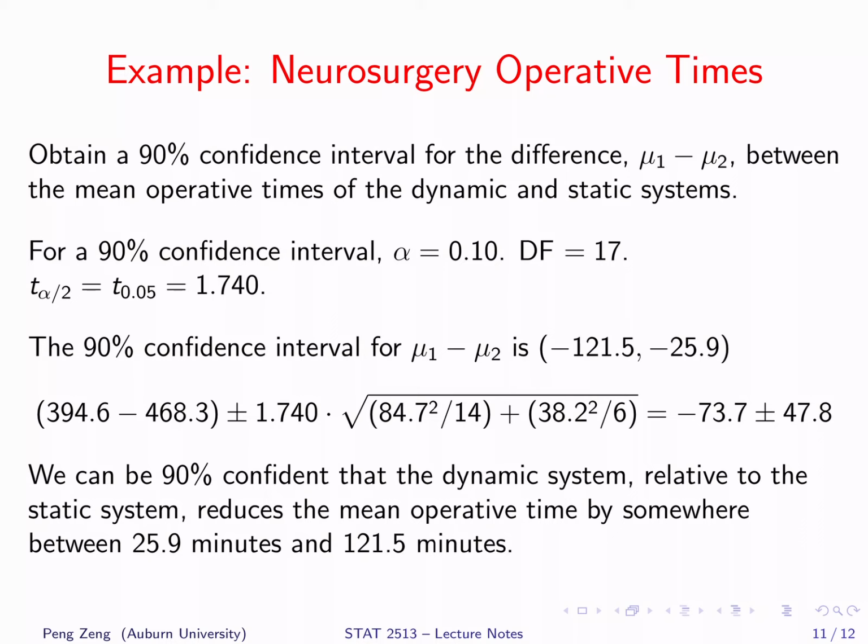The 90% confidence interval is therefore 394.6 minus 468.3 plus minus 1.74 times the square root of 84.7 squared over 14 plus 38.2 squared over 6. The 90% confidence interval is therefore negative 73.7 plus minus 47.8.